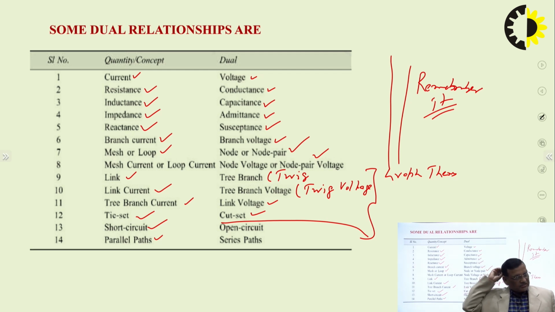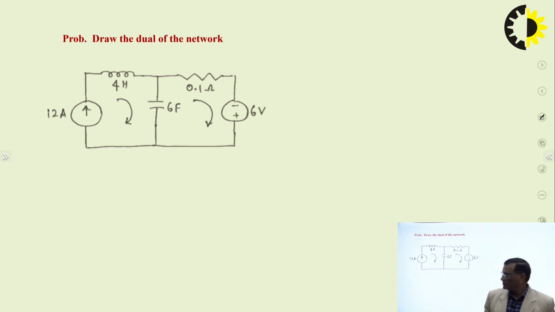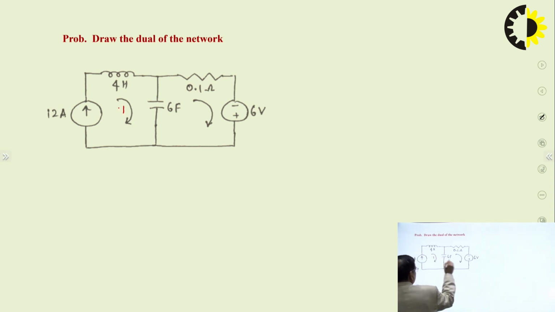So, these are the procedures and these are some dual relationships. Now, how will we draw the dual of a given network? That is the question. This is the given network, and we can see that there are 2 meshes, mesh 1 and mesh 2. Place a node inside each mesh and number them. So, mesh number 1, mesh number 2, and the mesh currents are I1 and I2.